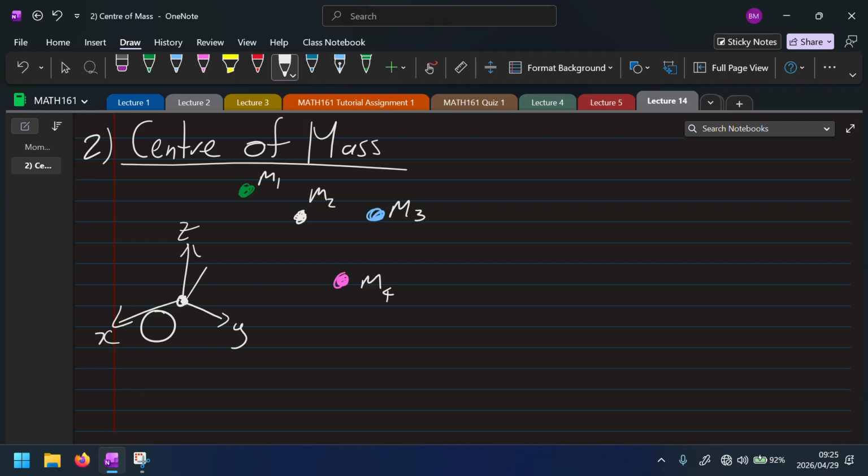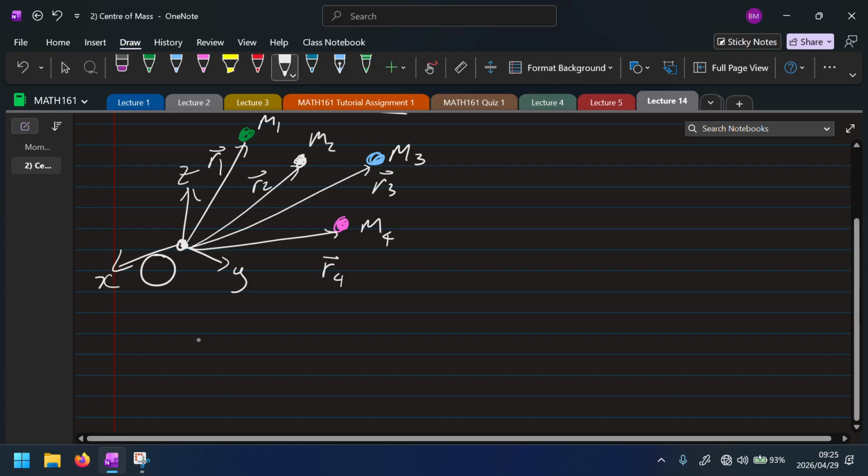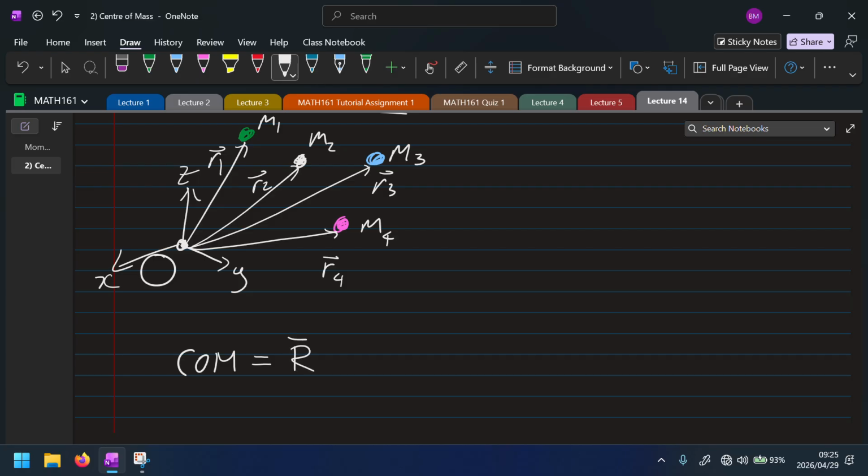So each of these has some position vector, R1, R2, R3, and R4. That's just the positions relative to some origin you pick. That doesn't really matter. So the center of mass, COM, is also given by capital R, usually in physics. This is going to be given by the mass-weighted average of the positions. Again, if one of the particles has a very large mass, that's weighted more. It goes closer to that one.